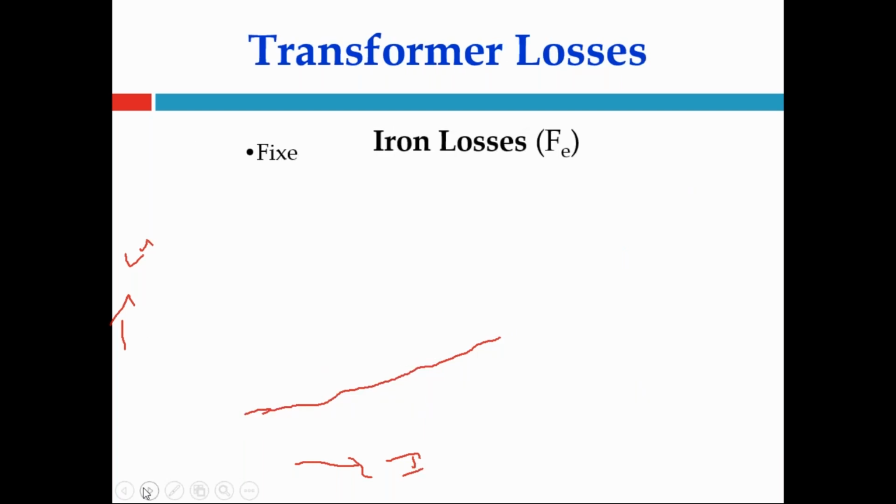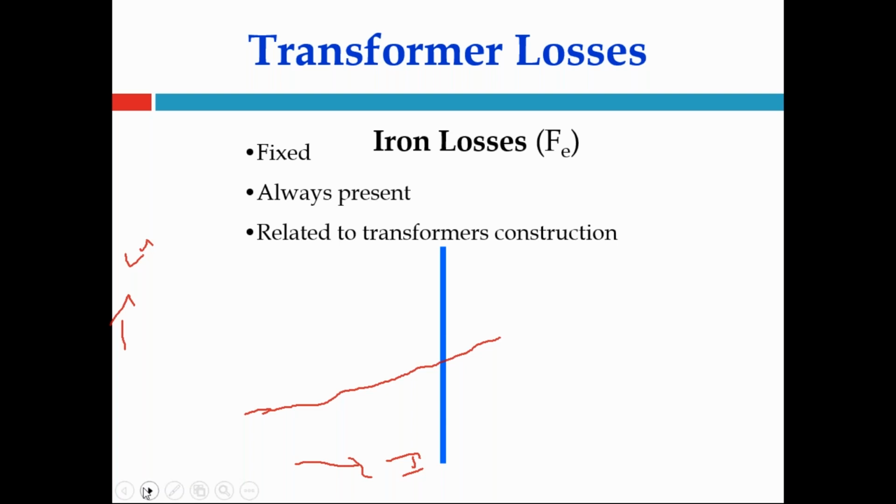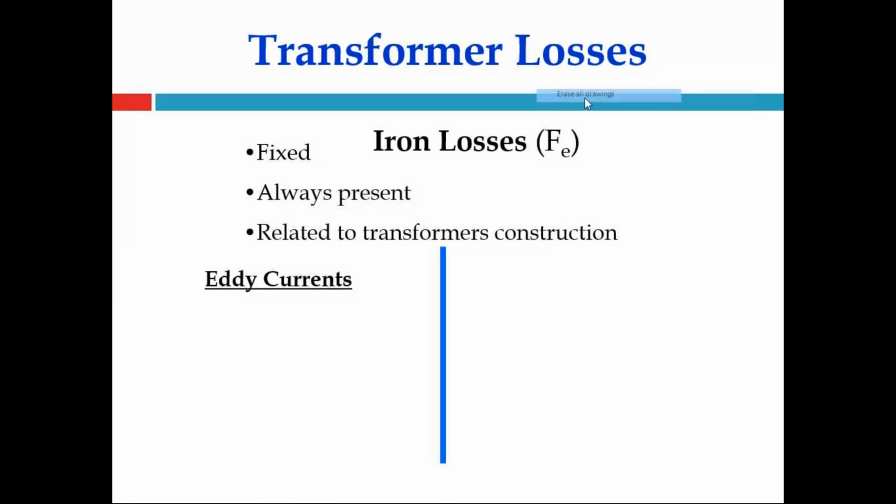Now let me see iron losses. Here the iron loss is permanent, that is a constant value, because it doesn't depend on the load, and it is always present whether the transformer is connected to load or not. It is related to the transformer construction, because I already told you that iron loss is the combination of hysteresis losses plus eddy current losses. Eddy current losses depend on the laminated construction, and hysteresis losses depend on the type of material. Now let me see these two separately.